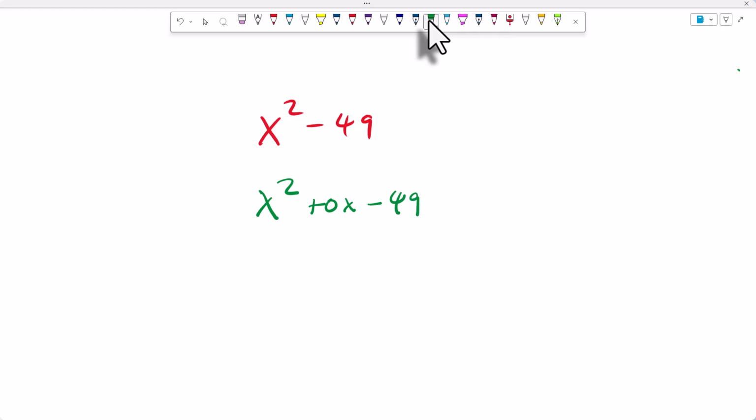And now we're looking for factor pairs of negative 49 that add to be 0. And what numbers are those? 7 and negative 7. There we go.